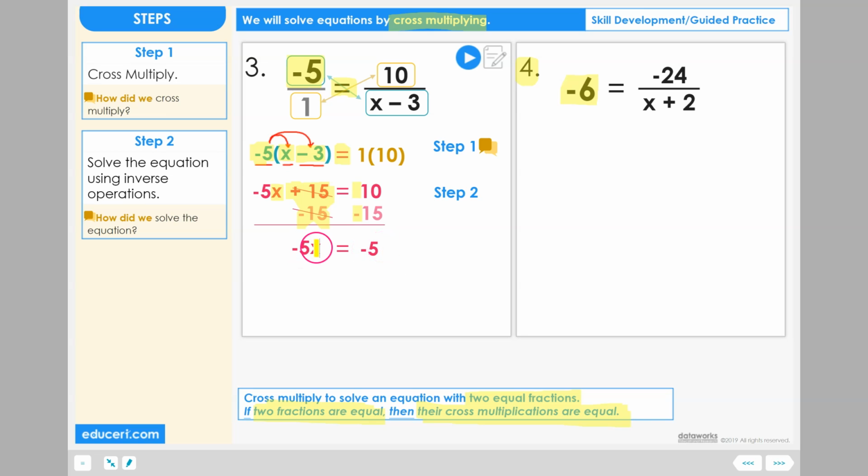Now to complete this, we need to divide by the coefficient of the x variable, so we're going to divide both sides by -5, and dividing both sides by -5, we will get that x is equal to positive 1. How did we solve the equation?